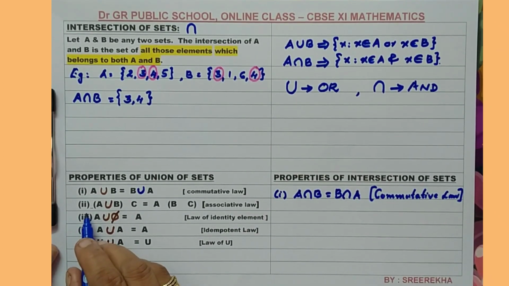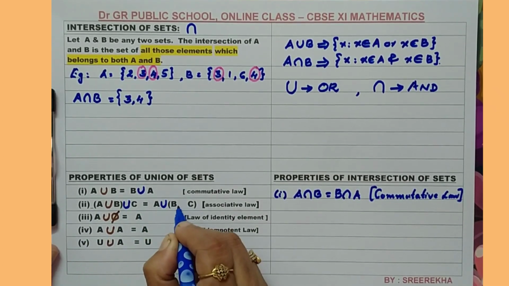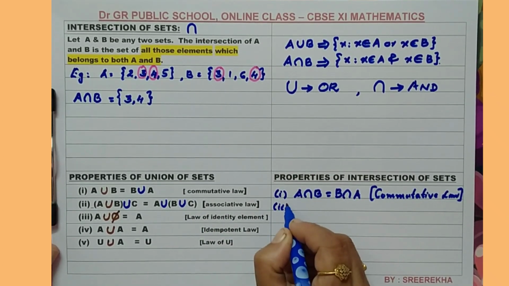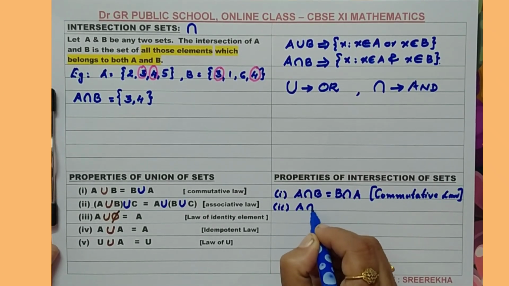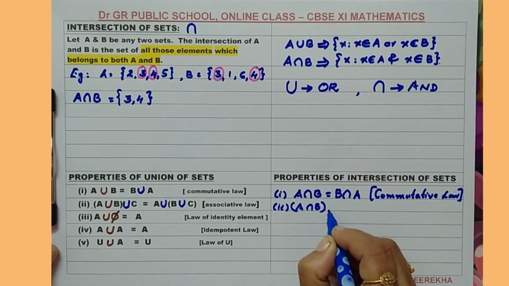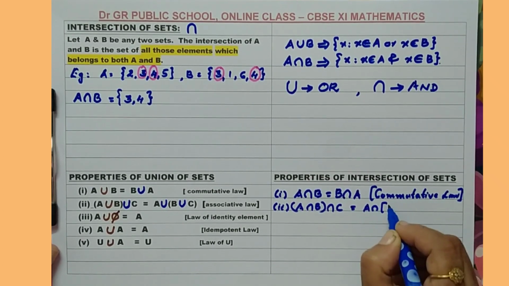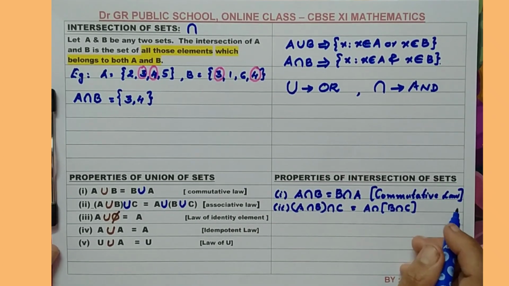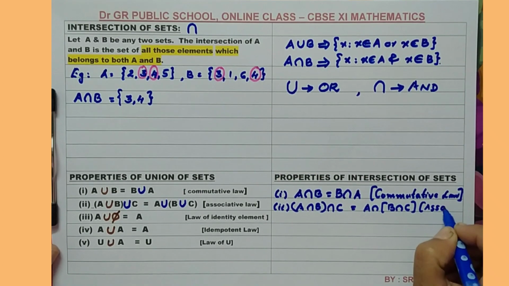Then, the second property in union is (A union B) union C equals A union (B union C), the associative law. In the same way, the associative law for intersection of sets is (A intersection B) intersection C, which must be equal to A intersection (B intersection C). This is the associative law.